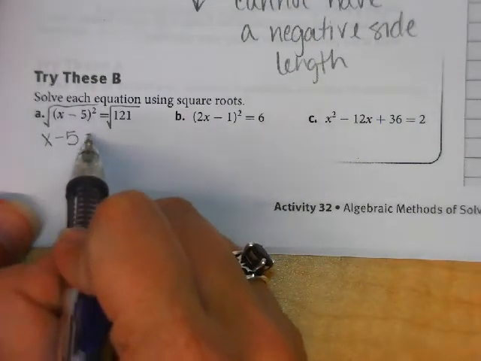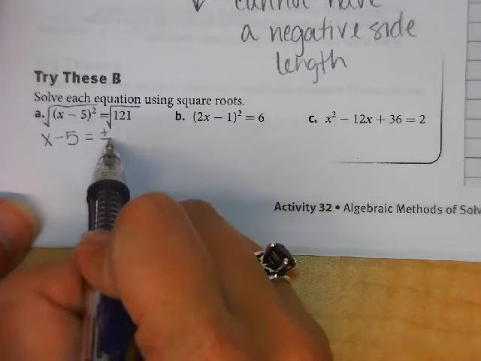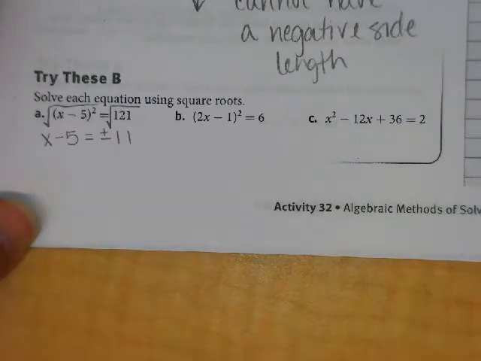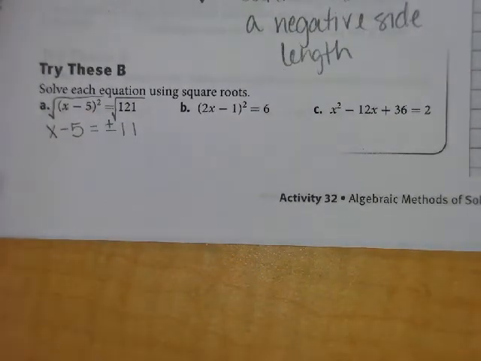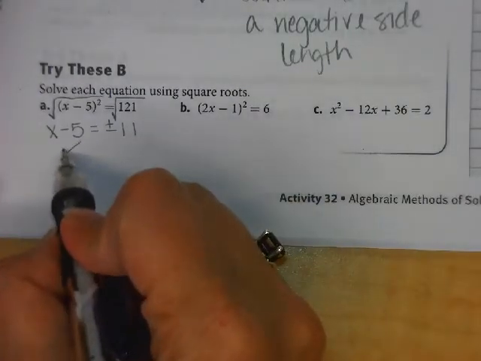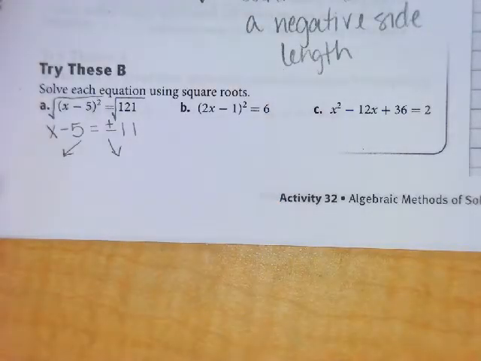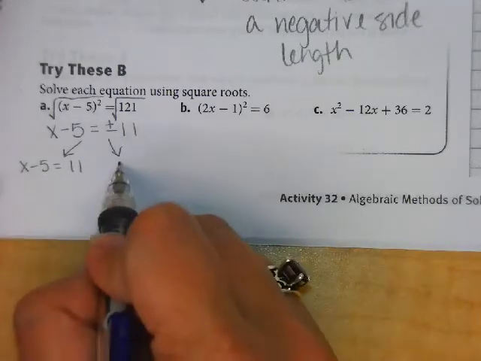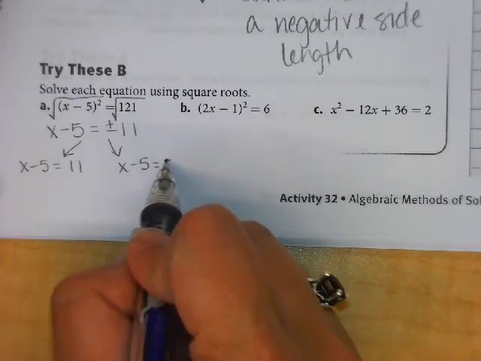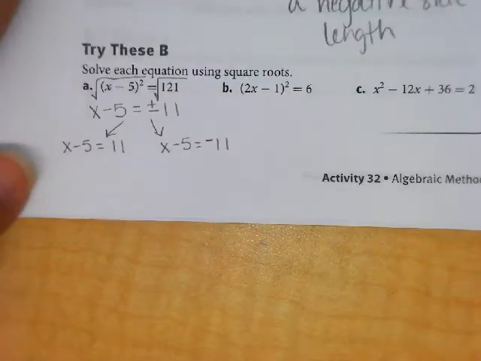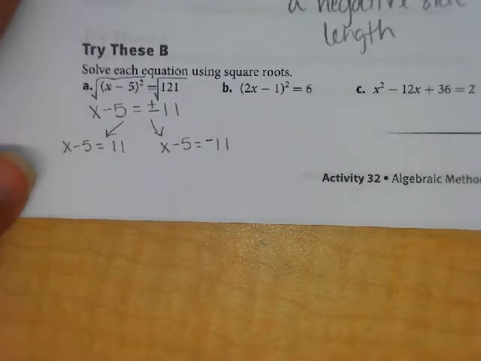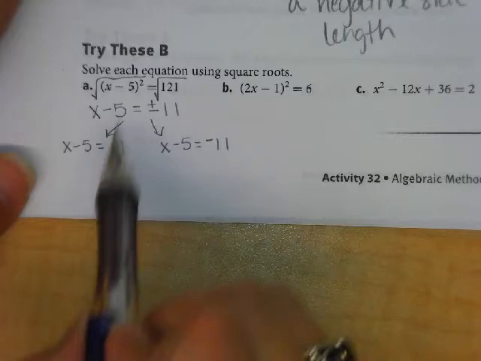I have X minus 5 equals plus or minus 11. Remember, when we take a square root, it is a plus or a minus. We do not have a context to go with this, so we have to use both the positive and negative. This means that we have two different equations. We have X minus 5 equals positive 11, and X minus 5 equals negative 11. Do you see that? We solve both of them the same way, even though we get different answers.